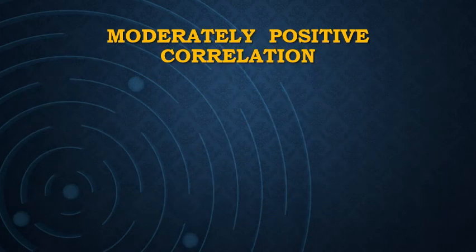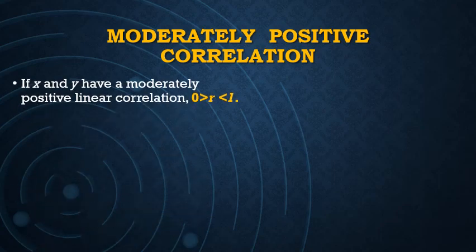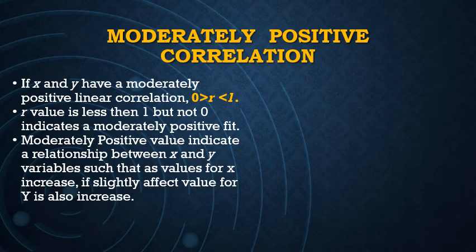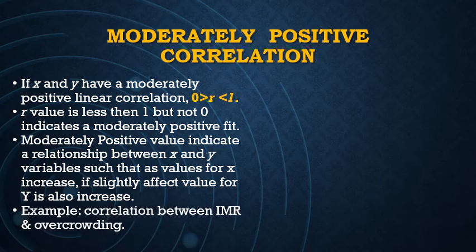Okay, let's see the moderately positive correlation. If X and Y have a moderately positive linear correlation, then R is greater than 0 and less than 1. So an R value less than 1 but not 0 indicates a moderately positive fit. It indicates a relationship between X and Y such that as the value of X increases, the value of Y also increases slightly. It means somewhat it is affecting, but not perfectly. It will increase only. Fine. So an example is the correlation between IMR and overcrowding.